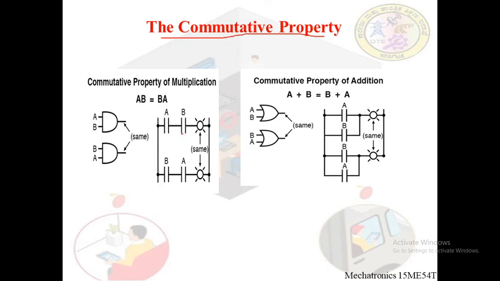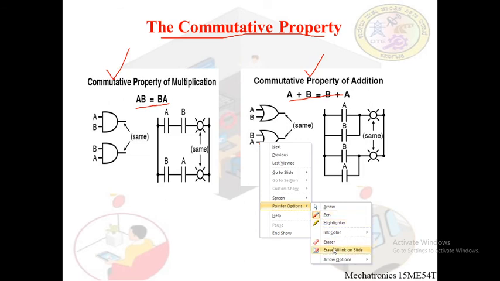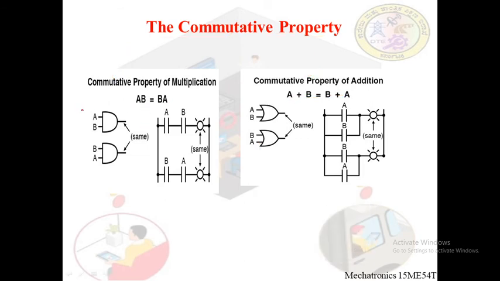picture depicts, it is made out of two AND gates. The commutative property for multiplication and commutative property for addition are the two commutative properties. One is for multiplication, another one is for addition. Let us try to analyze or understand the commutative property for multiplication using a truth table. We have inputs A and B.